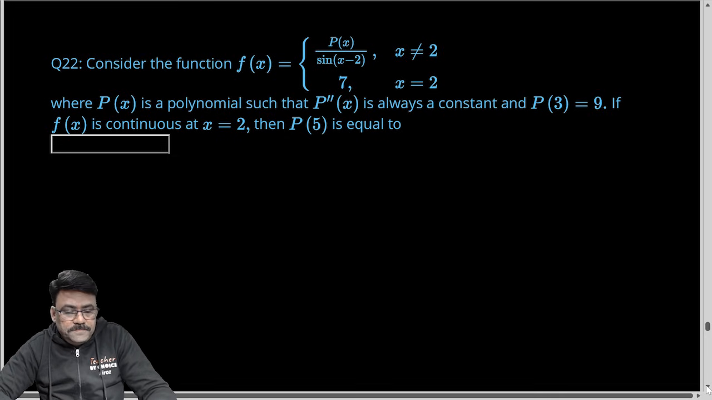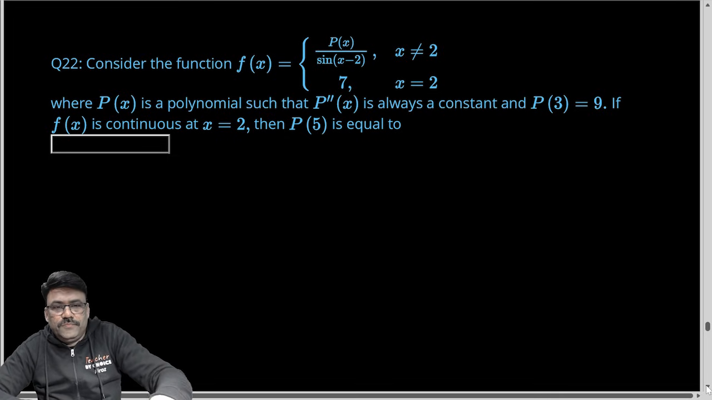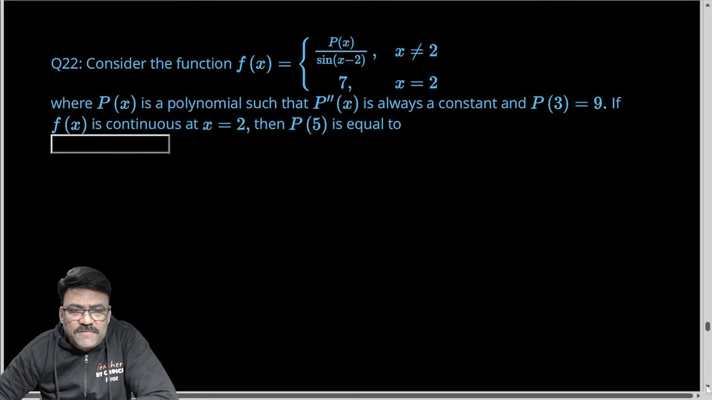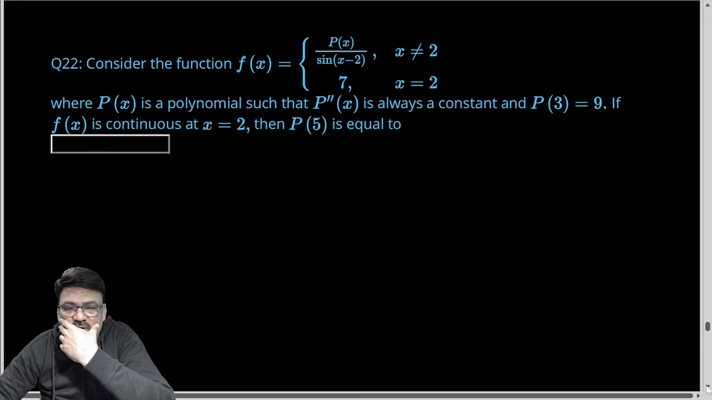Okay, see this question. They are saying that this function f(x) is continuous at x equals 2. P(x) is a polynomial function here, and p double dash x is always a constant. P(3) is 9, so what will be P(5)?